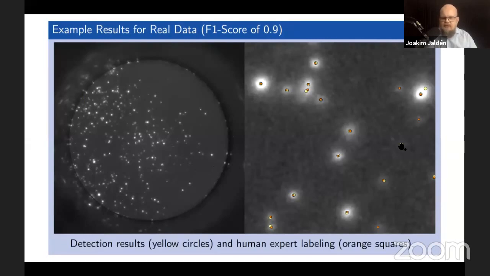Here is a spot that was detected by the algorithm, and here are two spots which the human thought should be in the data. And that may look a bit suspicious. Why did the algorithm choose this one over these?